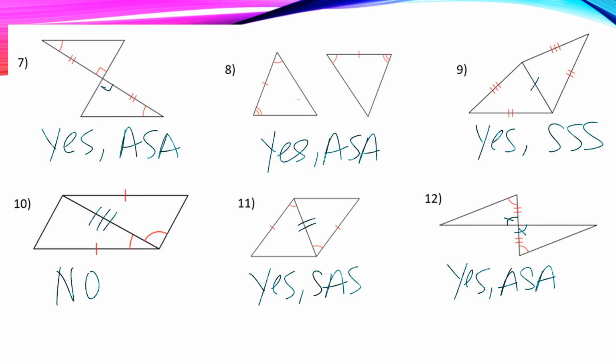Number 10 is not, because if you look at it, this side is side, angle, side, and then the other side is side, side, angle, or angle, side, side, whichever way you want to write it. And this one is not the same as this one, so they cannot be congruent. They have to follow the same pattern. Number 11, that line in the middle is reflexive, so we have side, angle, side. And then number 12 would be angle, side, angle as well, because we have vertical angles that are congruent, then we have our side, then we have our angle.